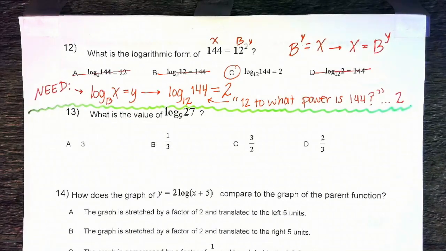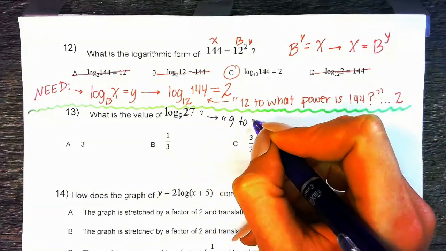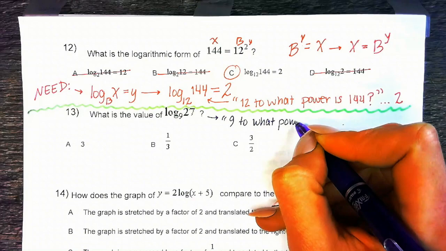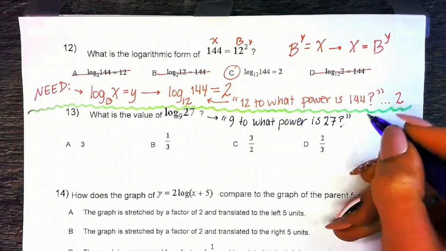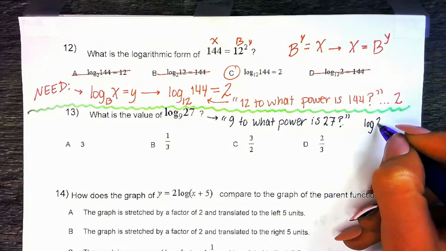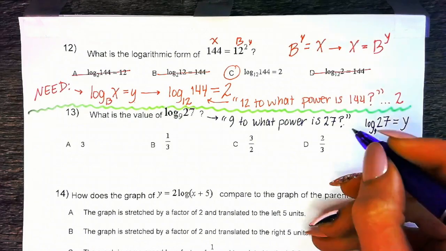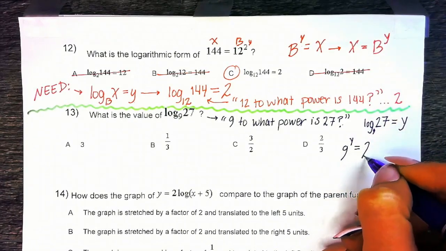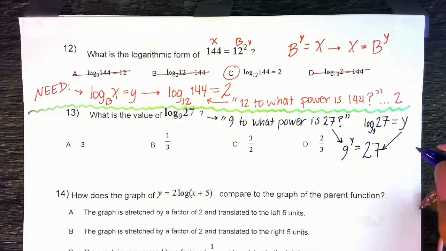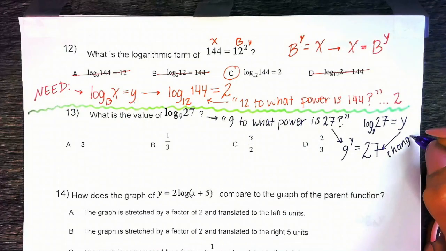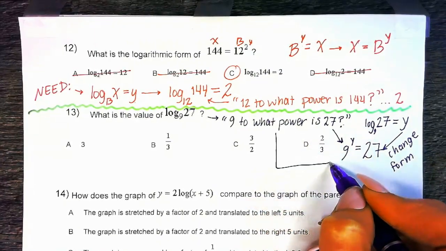To begin this problem, it's important that we ask ourselves, 9 to what power is 27? Now, you don't want to get tripped up and accidentally say 3, because 9 times 3 is 27, but 9 to the third is not 27. In order to solve this problem in the easiest way possible, we're first going to take this log base 9 of 27, and set it equal to y, so we could think of it as a logarithmic equation instead of an expression. This also allows us to turn this around into exponential form instead of logarithmic form.